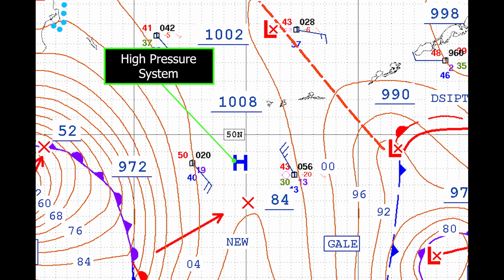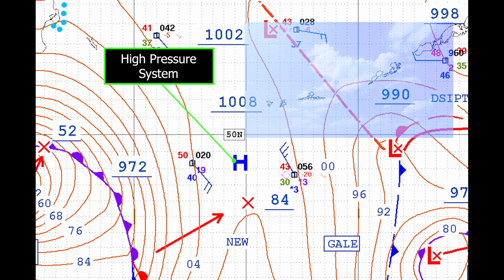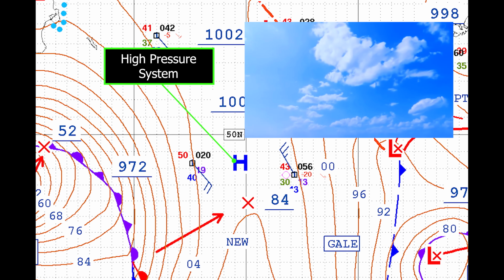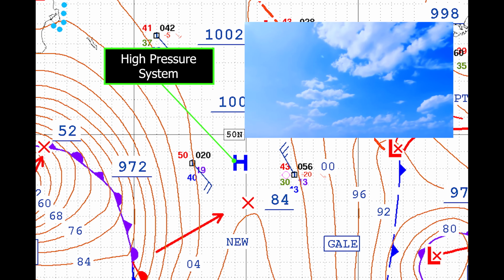This is a high-pressure system. It is an area of higher pressure with a clockwise circulation in the northern hemisphere and counterclockwise in the southern hemisphere. This system is also known as an anticyclone and typically brings fair weather and clear skies.